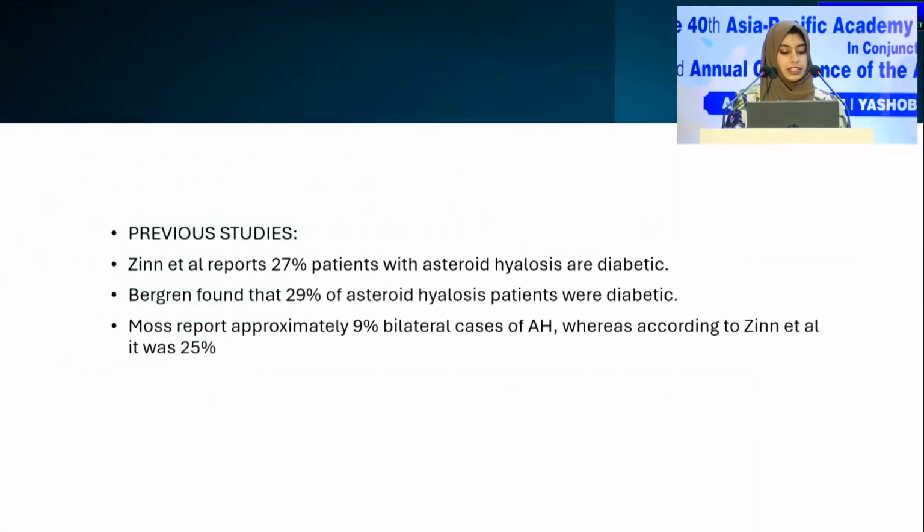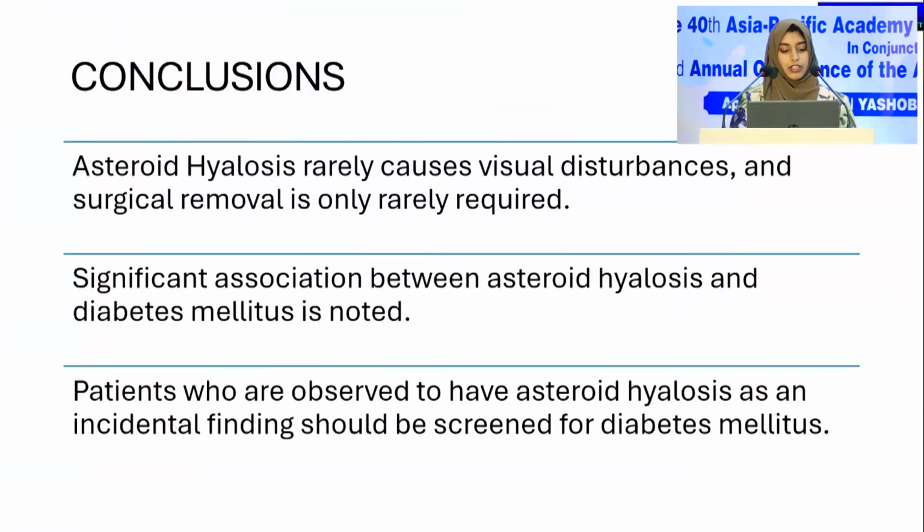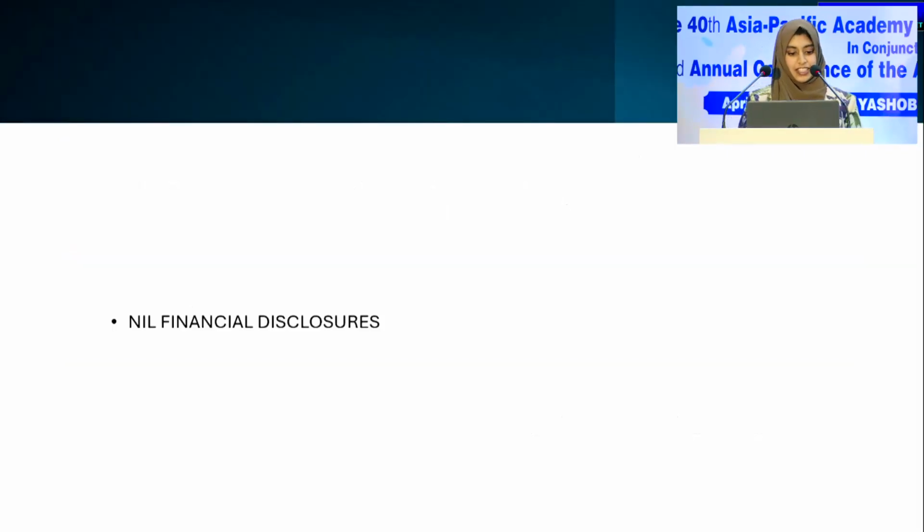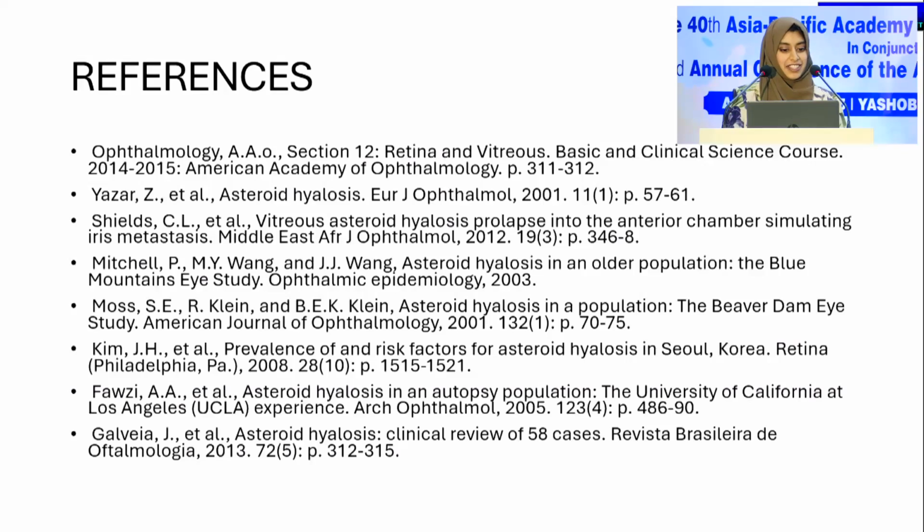In previous studies, we've seen Zinn, who reported 27% patients with asteroid hyalosis were diabetic, and Berggren noted around 29% patients who had asteroid hyalosis. So my conclusion is there's a significant association between asteroid hyalosis and diabetes mellitus. People who are observed to have asteroid hyalosis as an incidental finding should be screened for diabetes mellitus. Nil financial disclosures. These are my references.